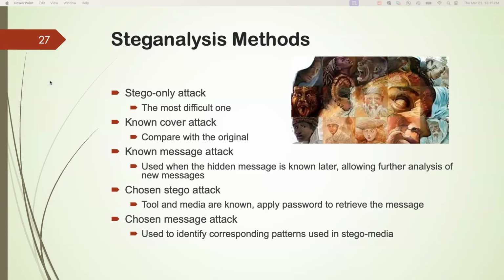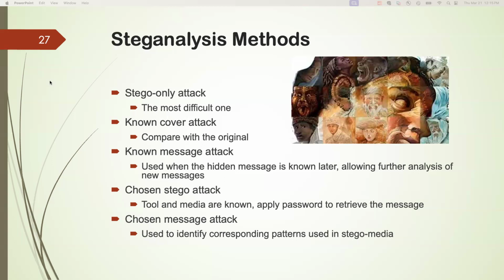So in a chosen stego attack, we know all these things: the steganographic tool that is being used, the cover file, and the text file. We can try different passwords one by one, guess different passwords, and hopefully we'll be able to extract the message from the stego file. The last category is the chosen message attack.